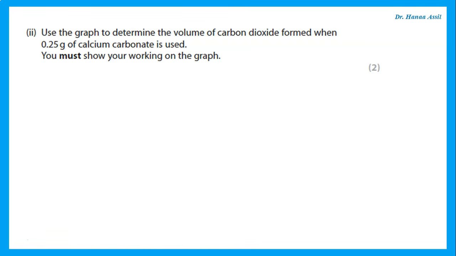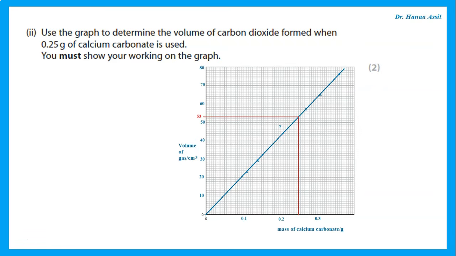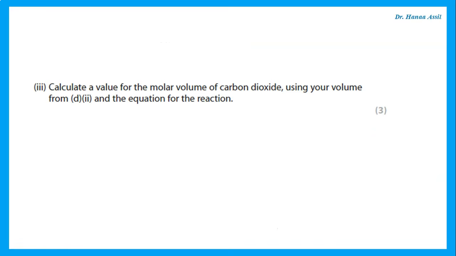Use the graph to determine the volume of carbon dioxide formed when 0.25 grams of calcium carbonate is used. So we look at the graph, we see where is the mass, 0.25 grams. We draw a line up to the graph and then a horizontal line to see the volume. From this, it is 53 cm³ of gas. So when the mass was 0.25, it gave 53 cm³.